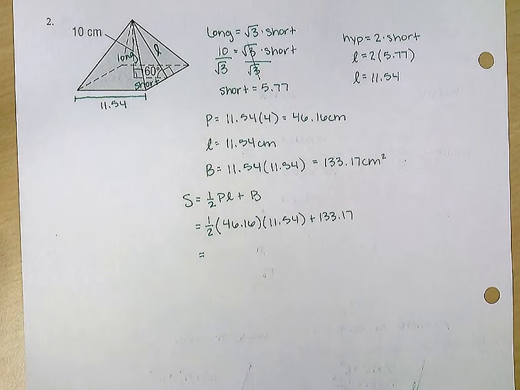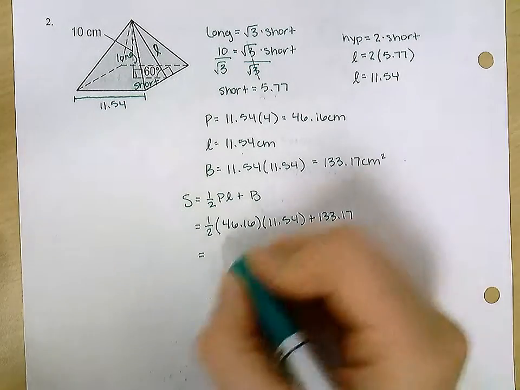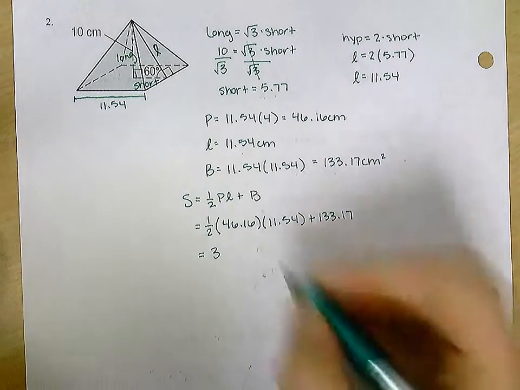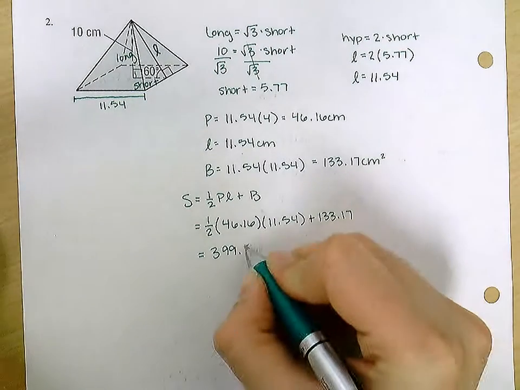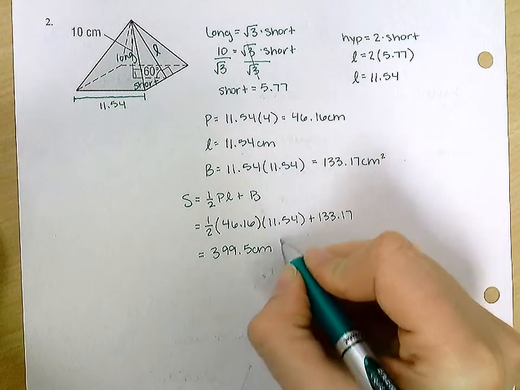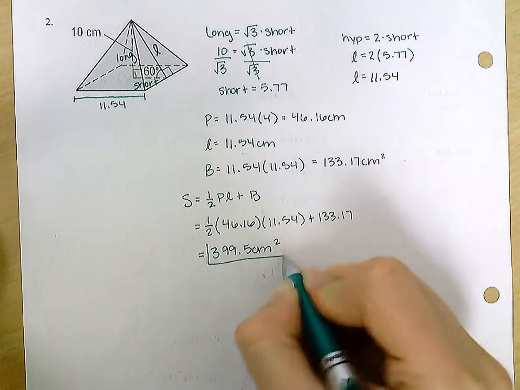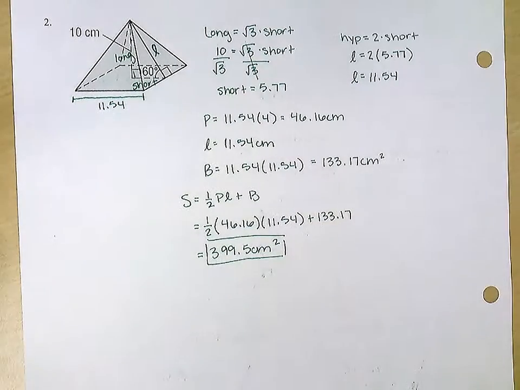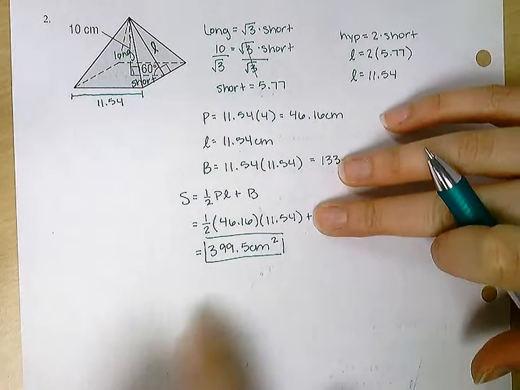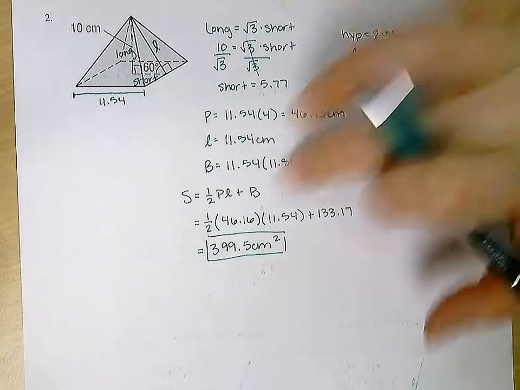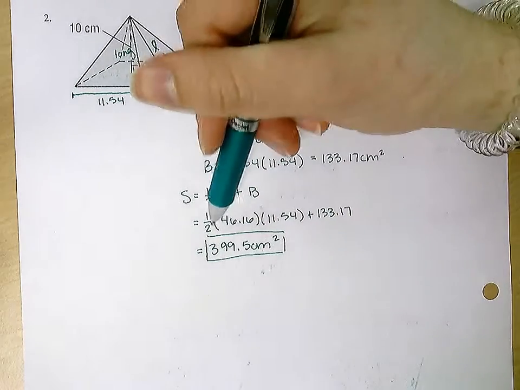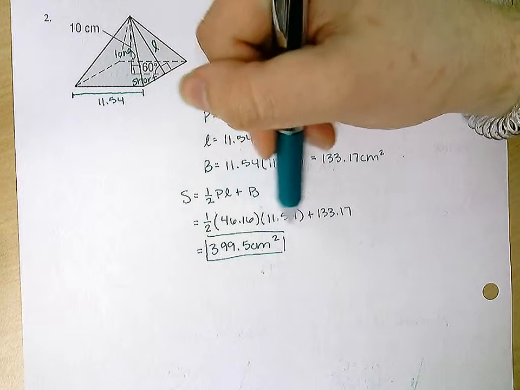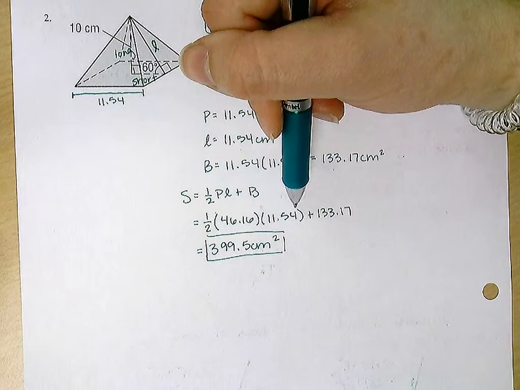I got my answer to be about 399.5 centimeters squared. And make sure when you're doing pyramid problems like this, the only part you divide by 2 is this first part here. Do not multiply these, add this, and then divide by 2. This 1/2 only applies to these 2 that it's multiplied into.